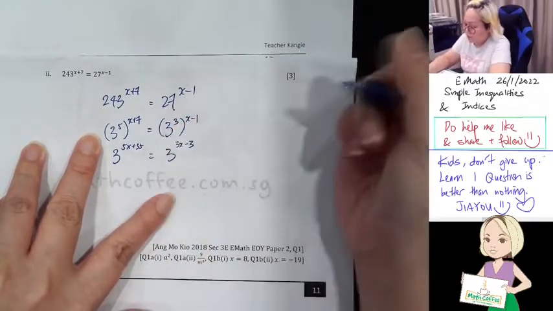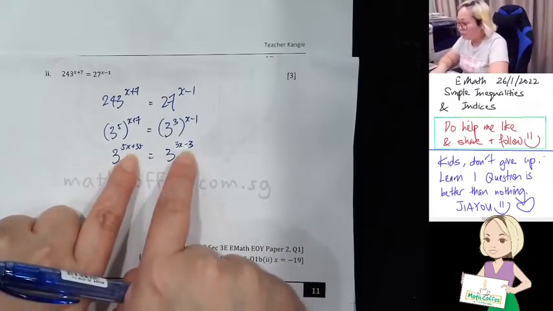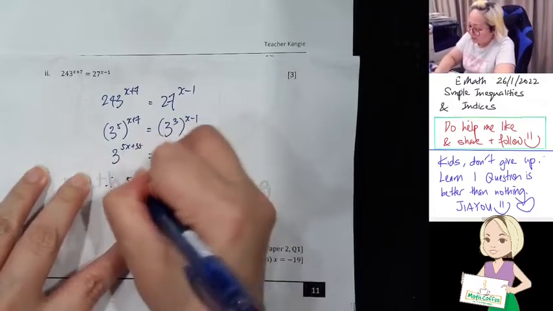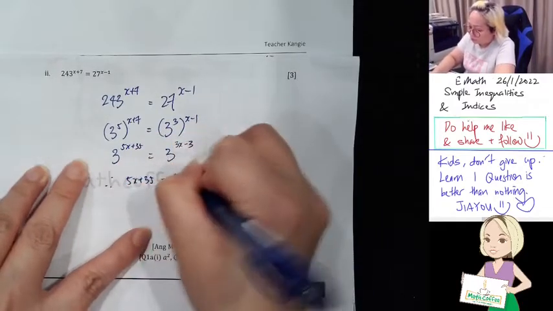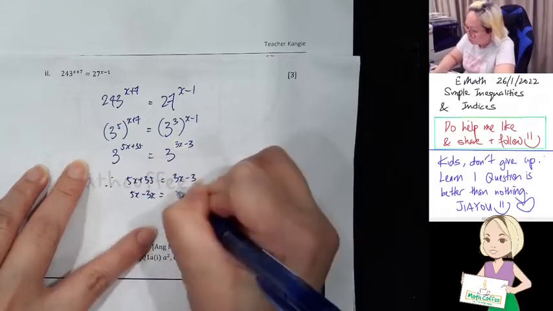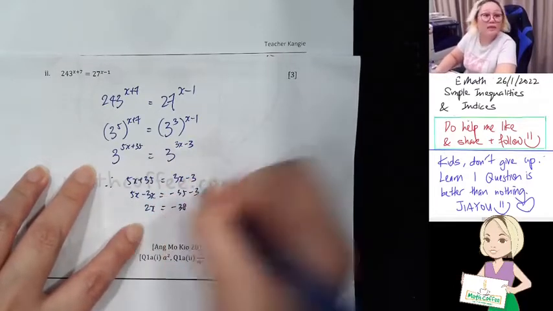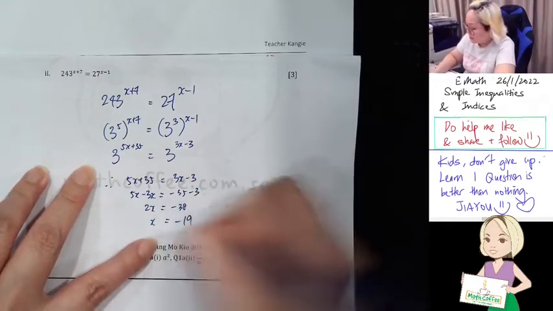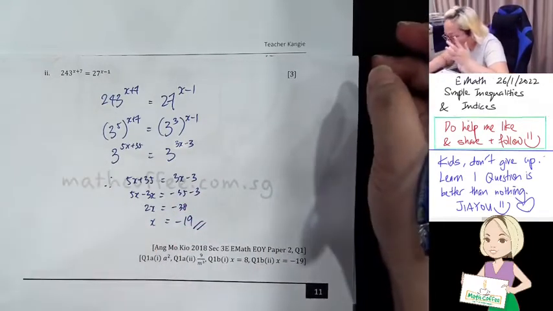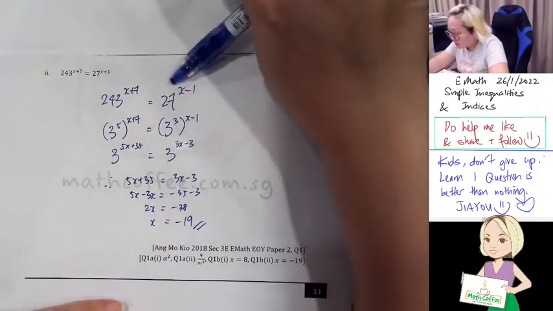3x minus 3. So once you make them into the same base, you can just remove the base. Yes, make the base the same. You can remove the base and say, okay, 5x plus 35 is equals to 3x minus 3. So 5x minus 3x is equals to minus 35 minus 3. So 2x equals to minus 38. So my x is equals to minus 19. Done. Rainbow is algebraic expansion.